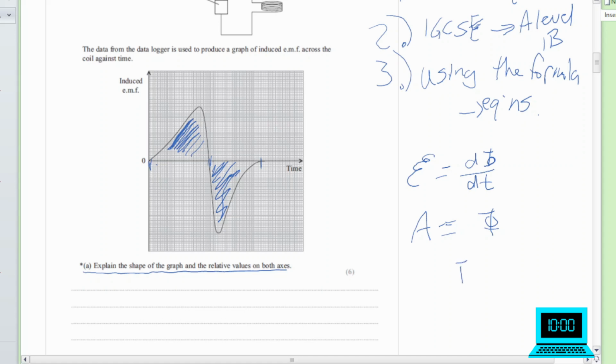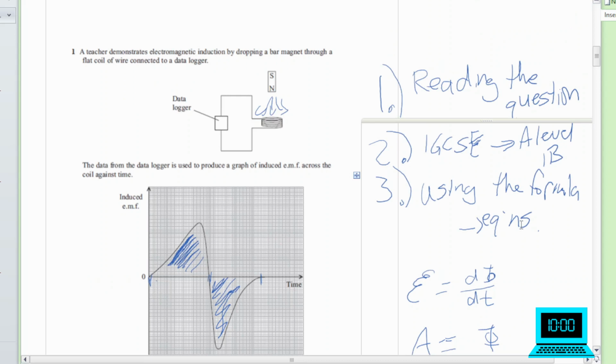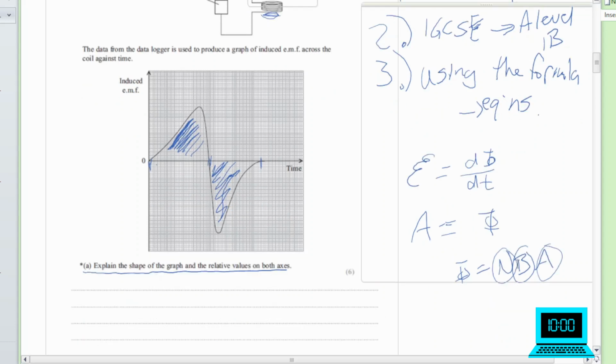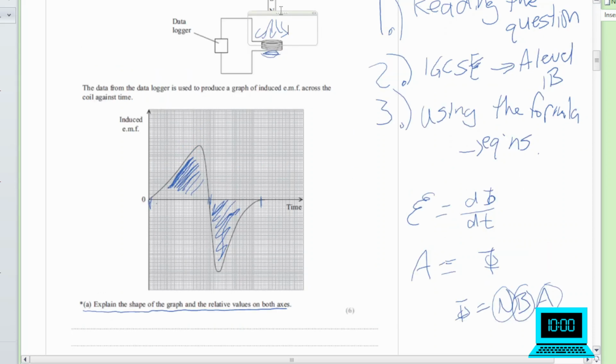Okay, why should the flux be the same all throughout? Well, your flux is equal to NBA. The number of turns in the coil is not changing, right? The magnetic flux density of the magnet that you are dropping through the coil, that's not changing. And the surface area of the whole coil is not changing. So nothing is changing there. The only reason that the EMF is induced because of this rate of change of flux is because when the magnet is away from the entrance to the coil, you don't have as many field lines going through the coil. As it gets closer, you'll have more field lines within that coil.